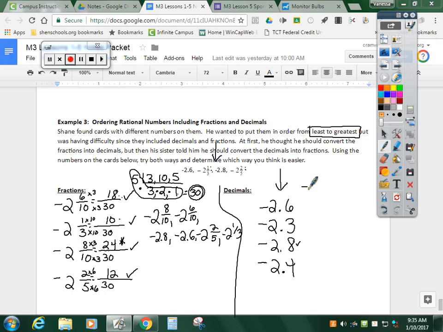So negative 2.8 is going to be first, then negative 2.6, then negative 2.4, the farther away from zero, the lower it is, and that was negative 2 2/5. And last but not least, negative 2 1/3. So look, we got the same answer, okay, from doing it two separate ways. This is the way I would, okay?